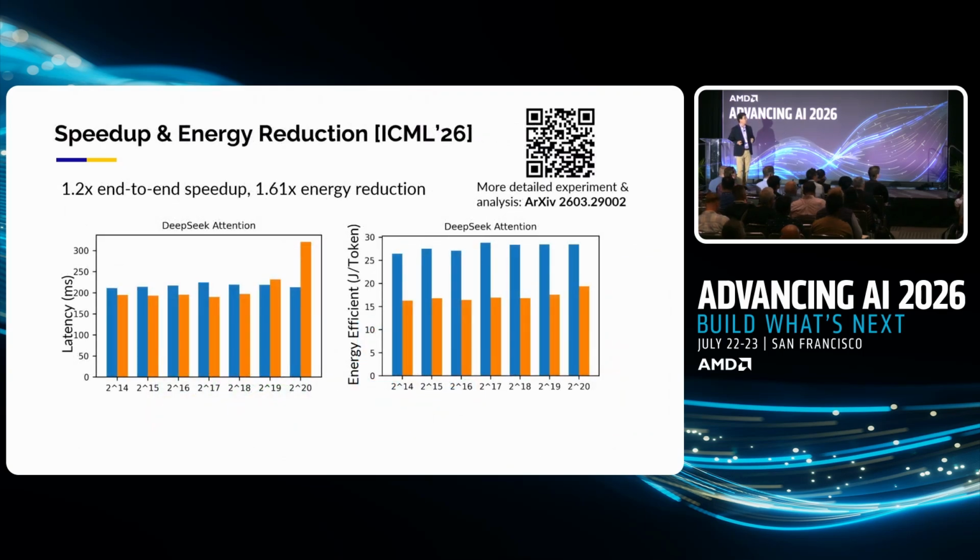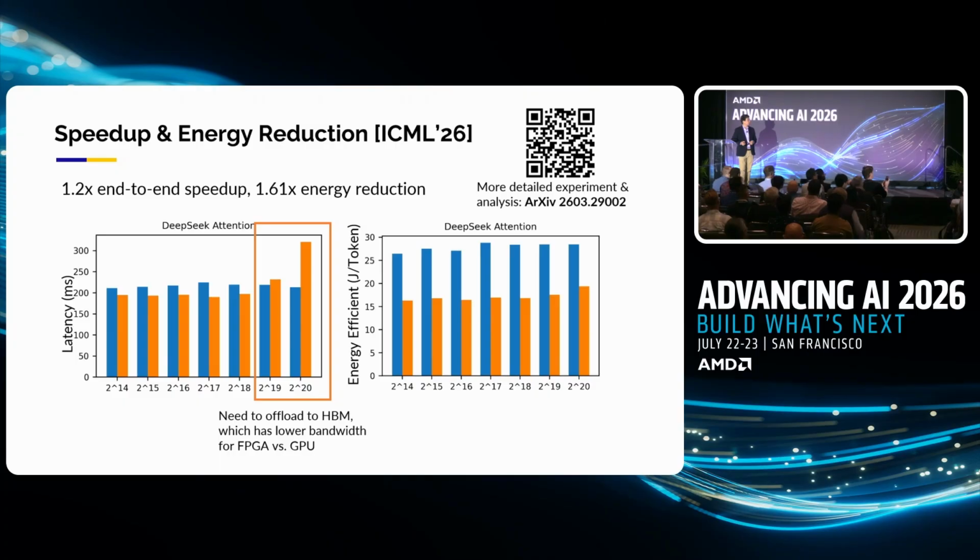So overall, we get the 1.2x end-to-end speedup, and the 1.6x energy efficiency gain. I think if we move on to the later FPGAs, the more recent FPGA, this is more significant. This was also just presented 2 weeks ago at the ICML.